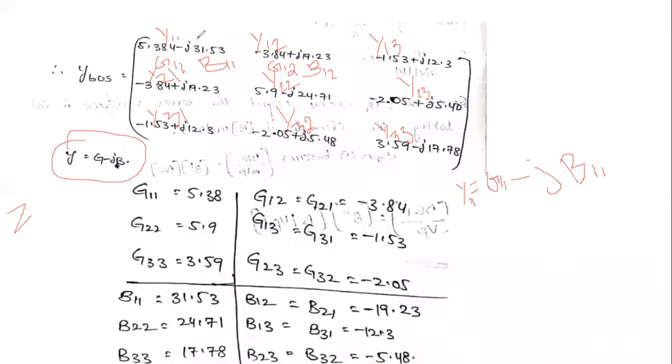Next, B11. This is the B11 value. Already we are having the minus term, then plus 31.53. Next, B22. This is also minus, then 24.71. Next, B33, 17.78. Next, B12. In that we are having the plus, therefore B12 is equal to minus 19.23. This is the B12 or B21 value. Next, B31 or B13. This is also plus, then we are considering it as minus 12.3.